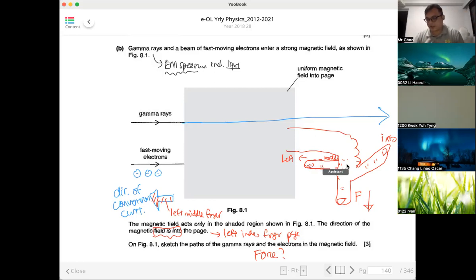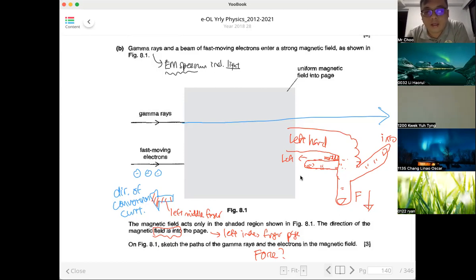Okay, can you see that now? Is it better now? My left hand. Okay, so my thumb is pointing down, my index finger pointing to the page, my middle finger is pointing to the left. Can all of you do the same thing in your left hand?